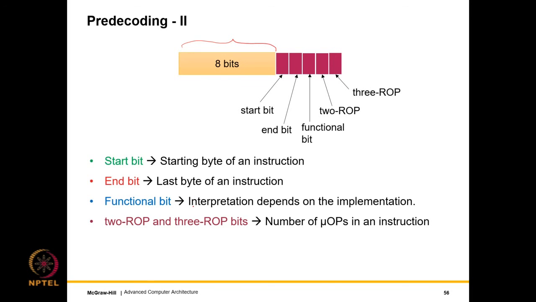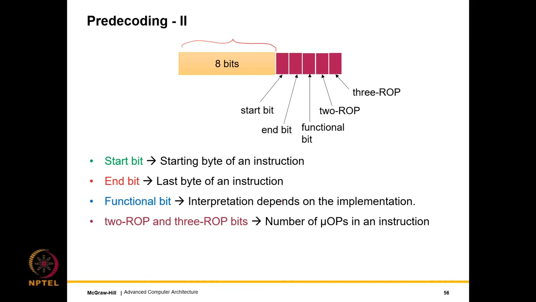Then we have a functional bit. So the patent says, and you're welcome to read the patent, that the interpretation depends on the implementation. So one of the implementations could be that for this specific instruction, if this bit is 0, it means that the decoder will be used.